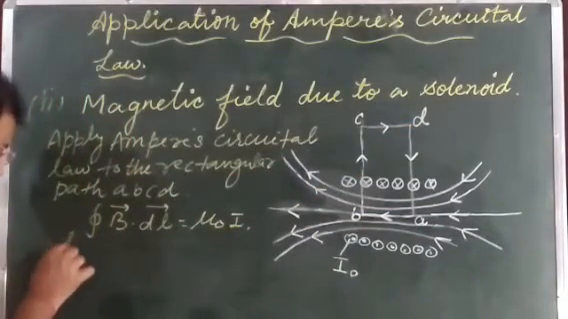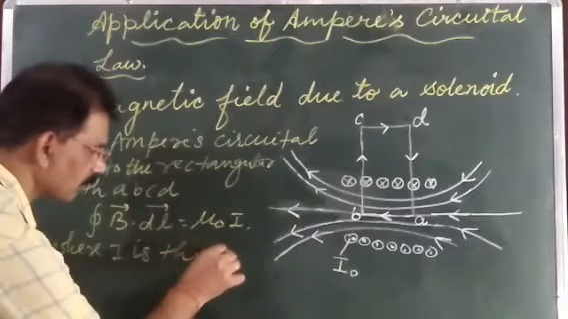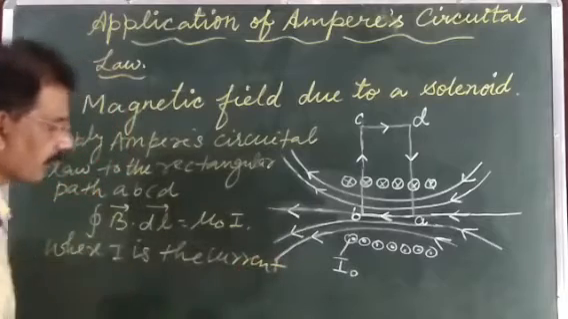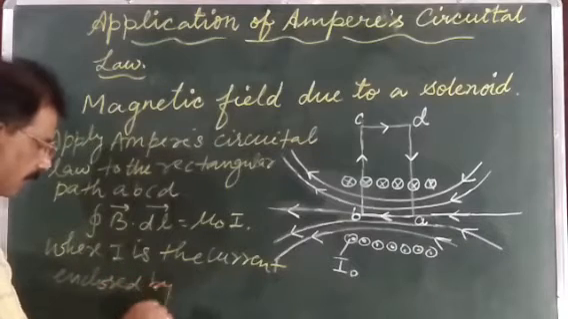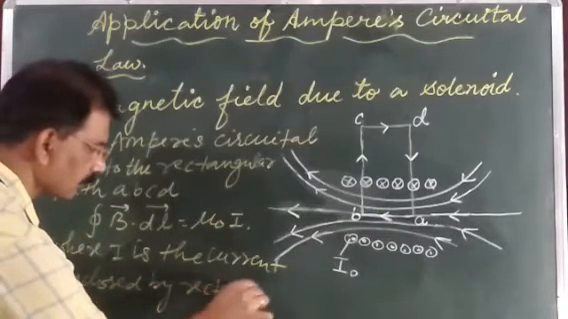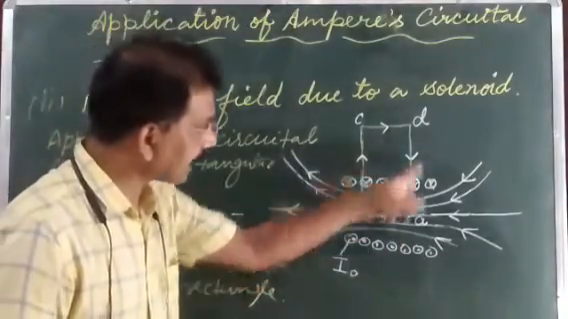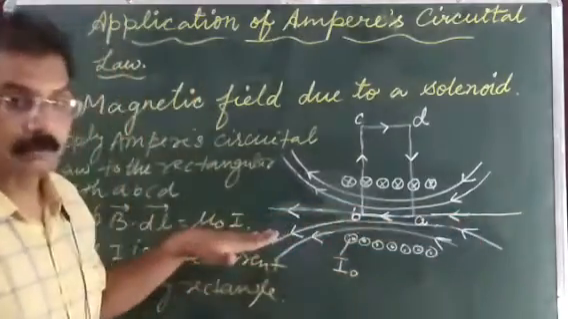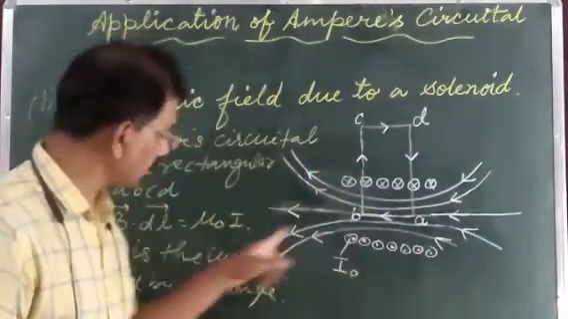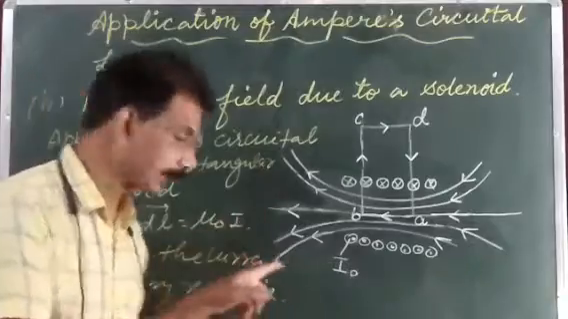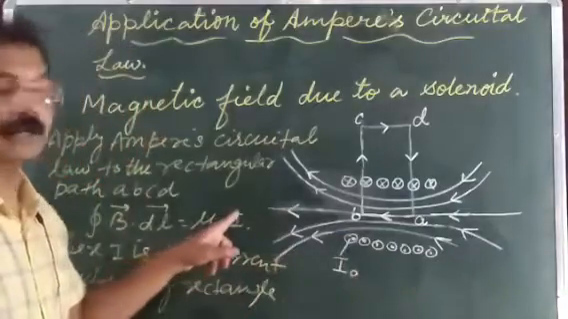Where I is the current enclosed by the rectangle. And remember this, I is the current enclosed by this rectangle here, not the current in whole solenoid. What is the current in whole solenoid? I naught. But the current enclosed by this rectangle is how much here? Only I. So by Ampere's circuital law, whole integration B dot dl for this rectangle ABCD is equal to mu naught I.